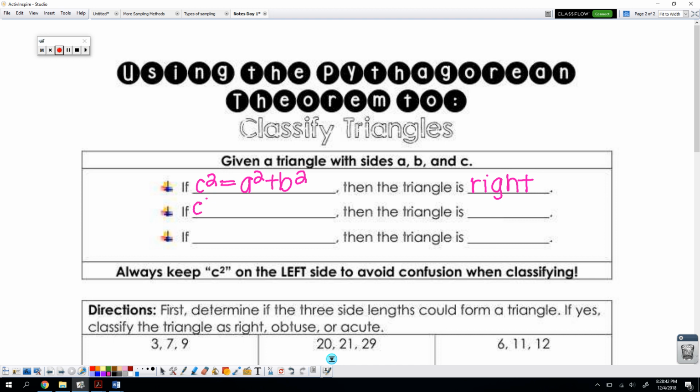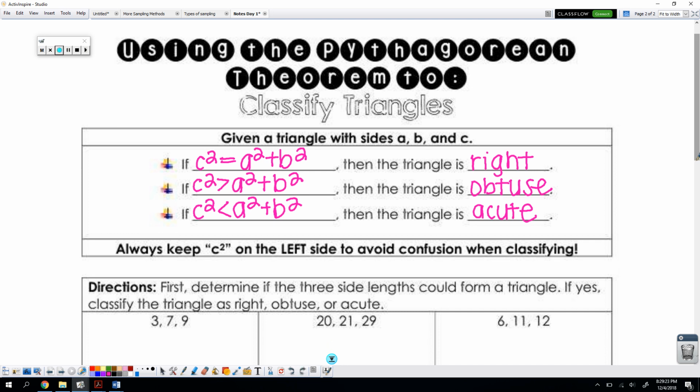If your C squared is bigger, so C squared is greater than A squared plus B squared, if your hypotenuse squared is bigger, then the triangle is obtuse. If your hypotenuse squared is smaller, then the triangle is acute. Always keep the c-squared on the left side to avoid confusion. So always look at the c-squared. If it's greater than the other side, it's obtuse. If it's less than the other side, then it's acute.